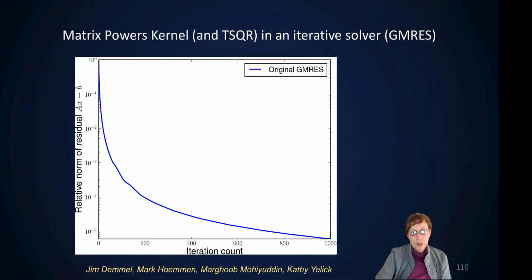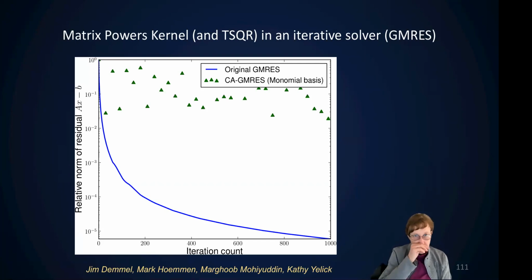This is what happens to the error. The y-axis in this case is the relative norm of the residual error, AX minus B. This is the original GMRES, which is doing what you want it to do: as you iterate through the algorithm, you're reducing the error, getting closer and closer to the exact answer. And what happens if you do the communication-avoiding algorithm out of the box, using what's called the monomial basis, is that your algorithm no longer converges.